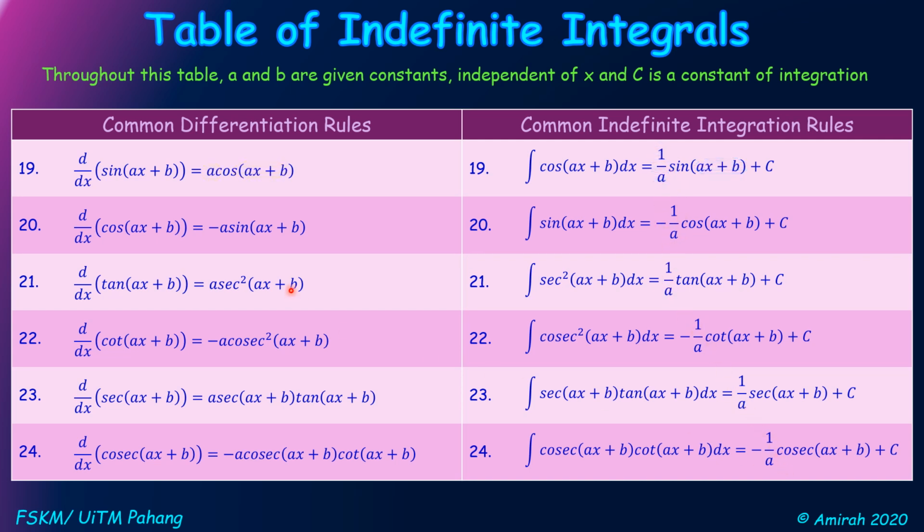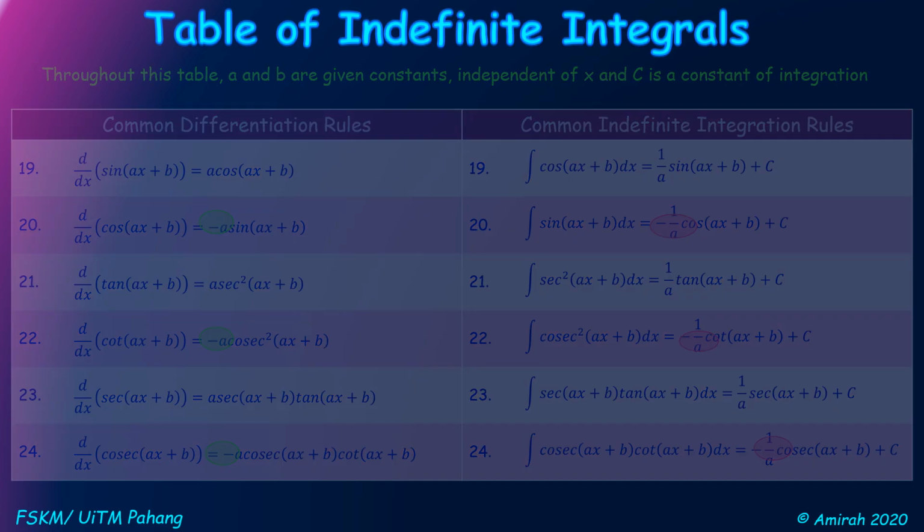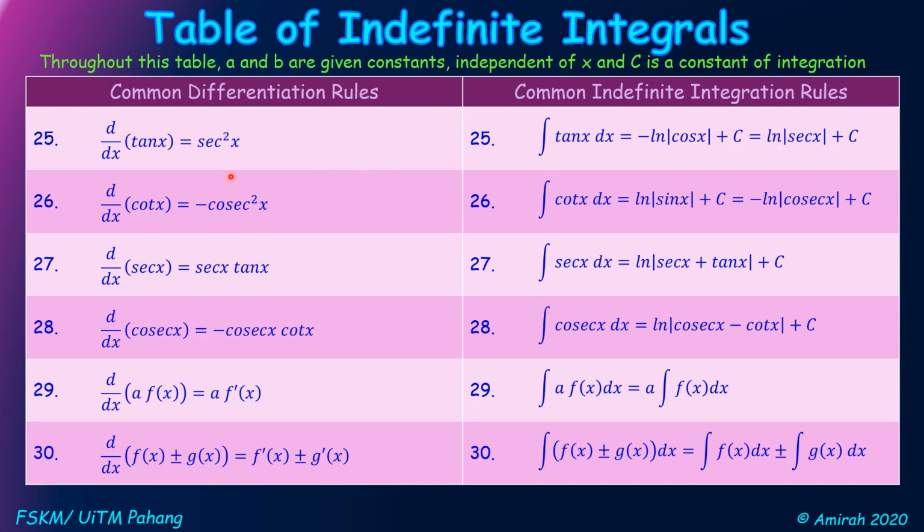And then for the derivative, we have 3 negative symbols when we differentiate. And for integration, when we integrate, we have 3 negative signs here. After we integrate, 3 negative signs and 3 positive signs. Same goes for differentiation. Now we continue with the next rule.